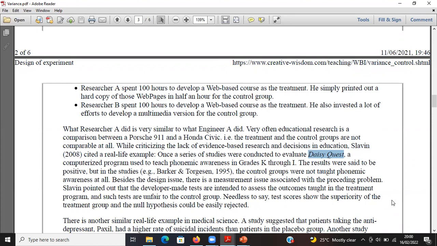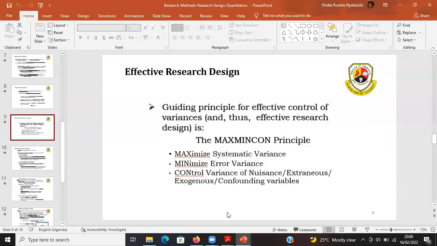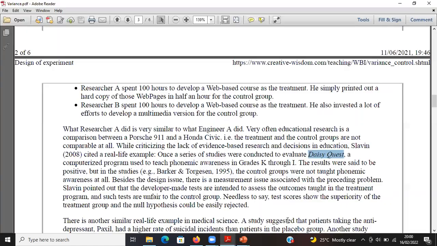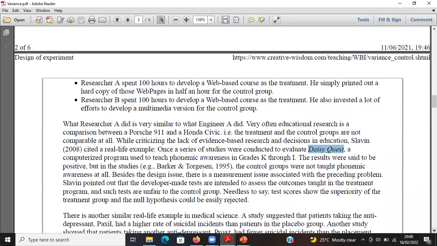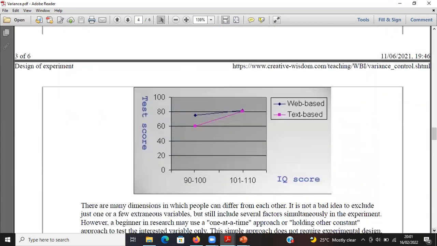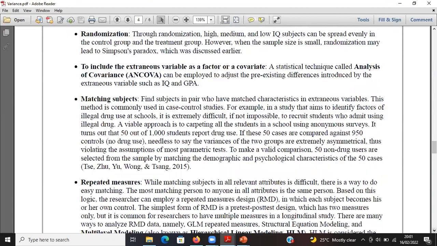So in other words, this is where the control element comes in. I hope that point is got so far. Yes. Okay.